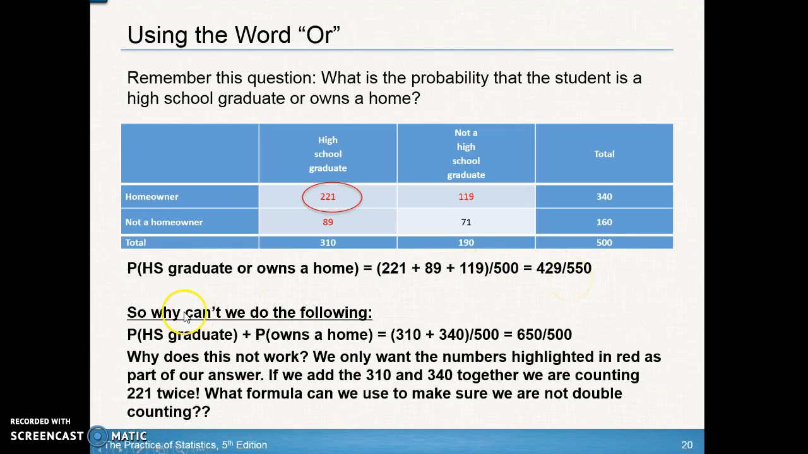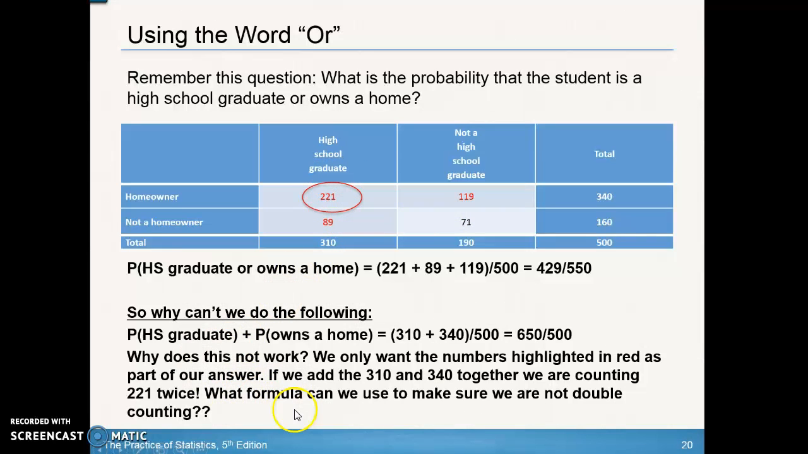Now, why can't we just do the following? We know with OR probabilities, it means just add. Why can't we do the probability of a high school graduate plus the probability of owning a home? So here's high school graduate, 310 plus 340, which gives me 650 divided by 500. This doesn't work. Hopefully you've realized by now that this probability is greater than 1, and probabilities can only be between 0 and 1. We only want the numbers highlighted in red as part of our answer. So if we add 310 and 340 together, we are counting that 221 twice.